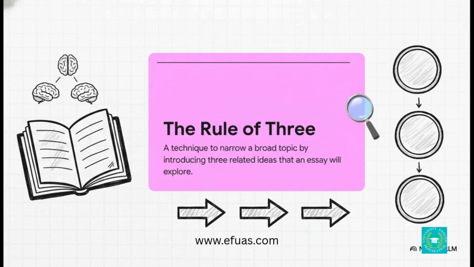It's the Rule of Three. And all it is really is a technique to narrow down a big topic by introducing three specific related ideas that your essay is going to explore. Now, these aren't your arguments yet. Think of them more like signposts. They tell your reader exactly where this essay is going.